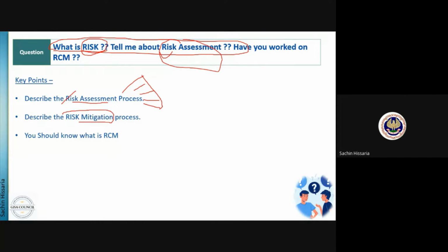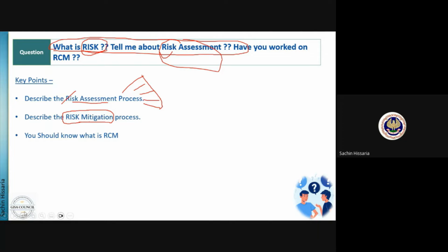Now, these risk mitigation strategies the organization will adopt as per the risk statement, as per the risk appetite of the company. Depending on the risk appetite, they will take the appropriate risk mitigation process. So this is all about risk assessment.